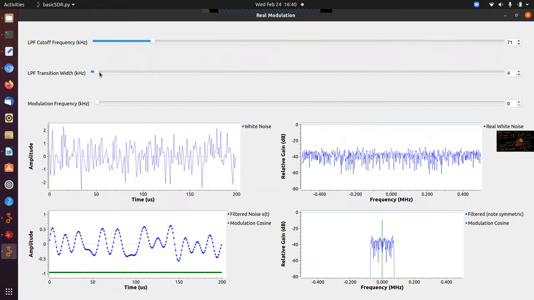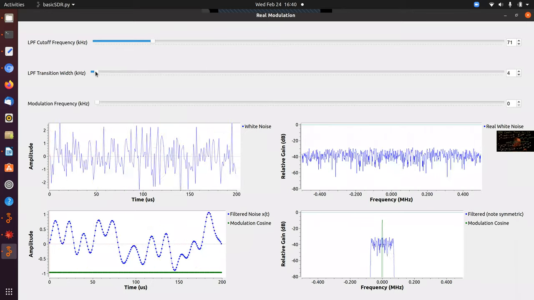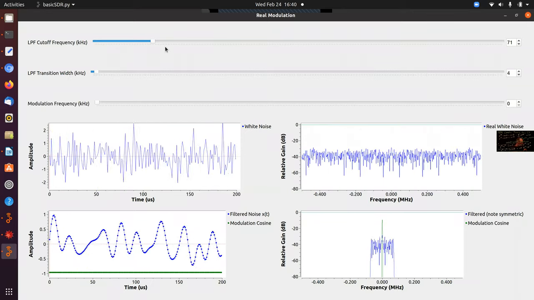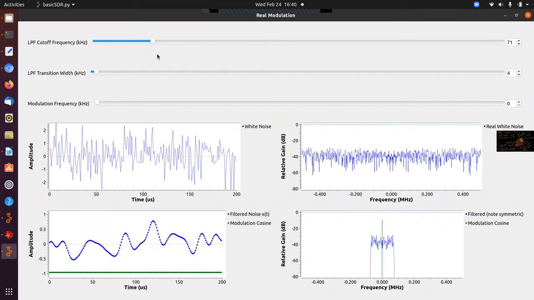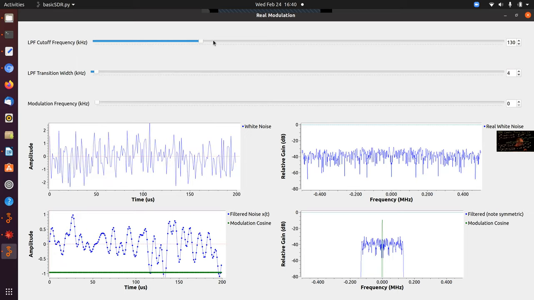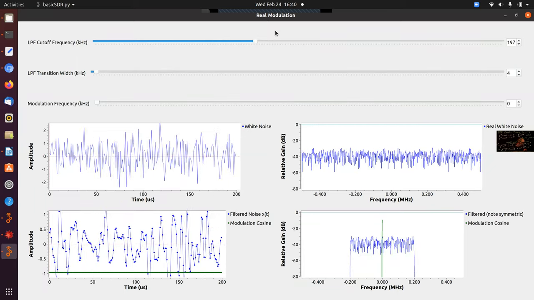Well, that's computationally more challenging to make it sharp. It's not more challenging to change the cutoff, but the sharper I make the filter, the more computing I need to do. You can see in the time signal here, the more high frequencies I let in, the more noisy it seems.